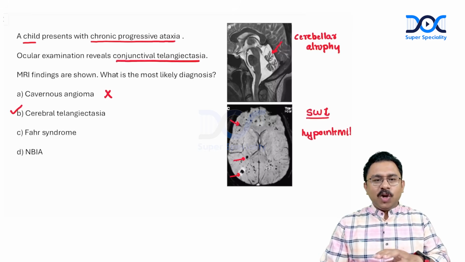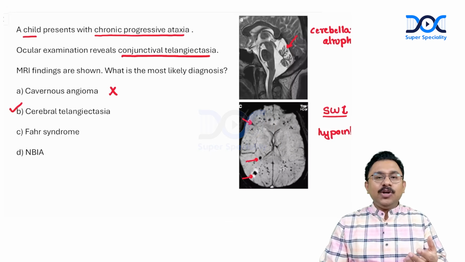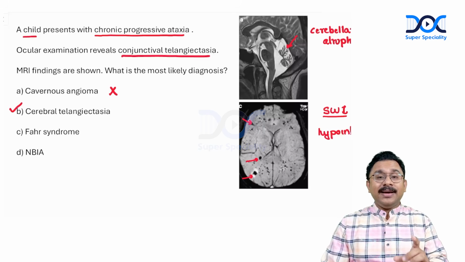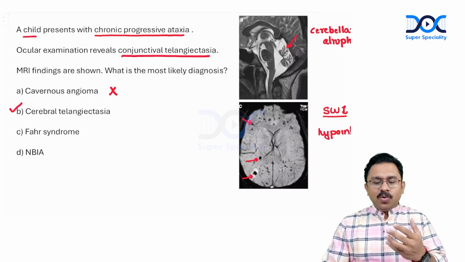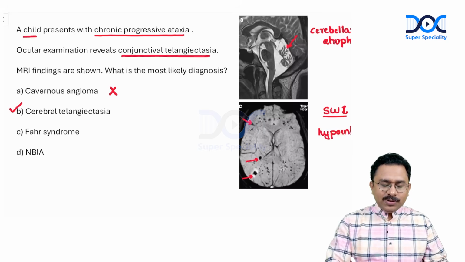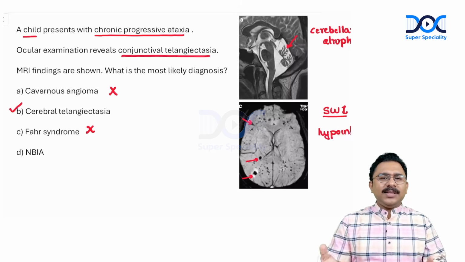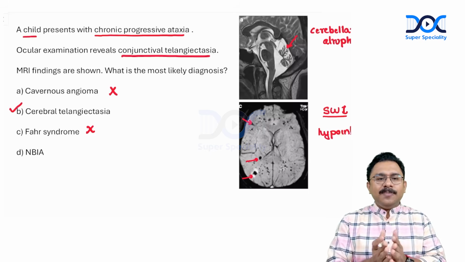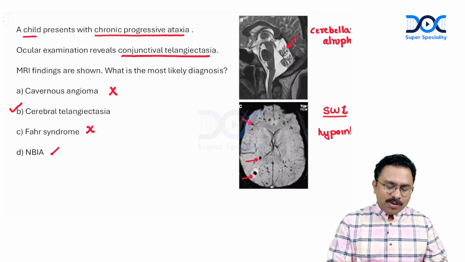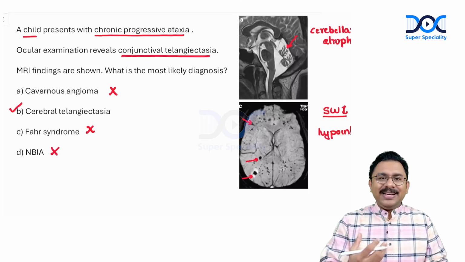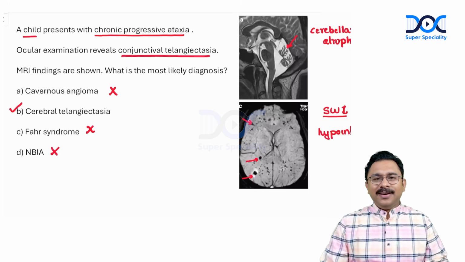But just to look at the other options, FAR syndrome. FAR syndrome can present with movement disorders, but mostly it will be basal ganglia and cerebellar calcification. You're not going to get this sort of atrophy. Okay, so that is not in my consideration. Neurodegeneration with brain iron accumulation. Again, the profile is not matching. Chronic progressive ataxia, telangiectasia, that is not the presentation of NBIA. So that is also not in my consideration. So among the options, the best is cerebral telangiectasia, mostly in the context of ataxia telangiectasia. Option B will be the answer for this question.